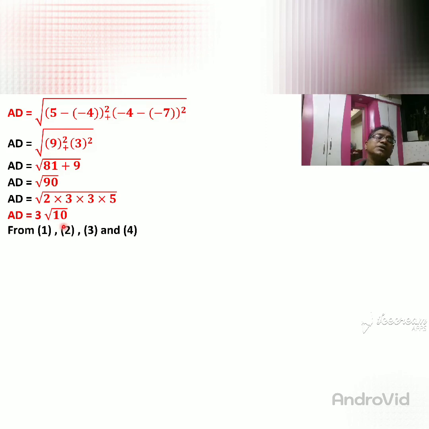So if you observe, each and every distance we are getting is 3 root 10. All are the same, 1, 2, 3, 4. That means it is a rhombus. So AB is equal to 3 root 10, BC is equal to 3 root 10, CD is equal to 3 root 10, AD is equal to 3 root 10. So all the distances are the same, so ABCD is a rhombus.